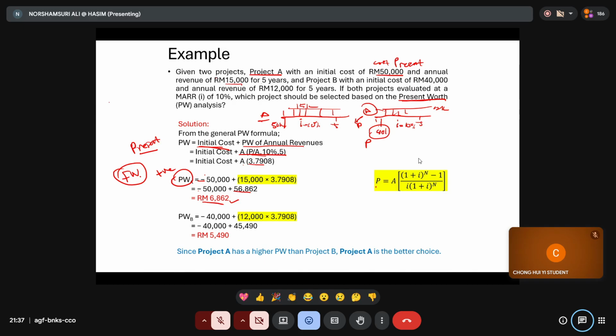For B, we have the 40,000. So 40,000 is already in present. Then the annual value of 12K has to be changed to present. So change it again, put this annual value of 12,000, and then you get 45,000, and then you get 5,590. Based on case A and B, you say that A is better because you get more money.